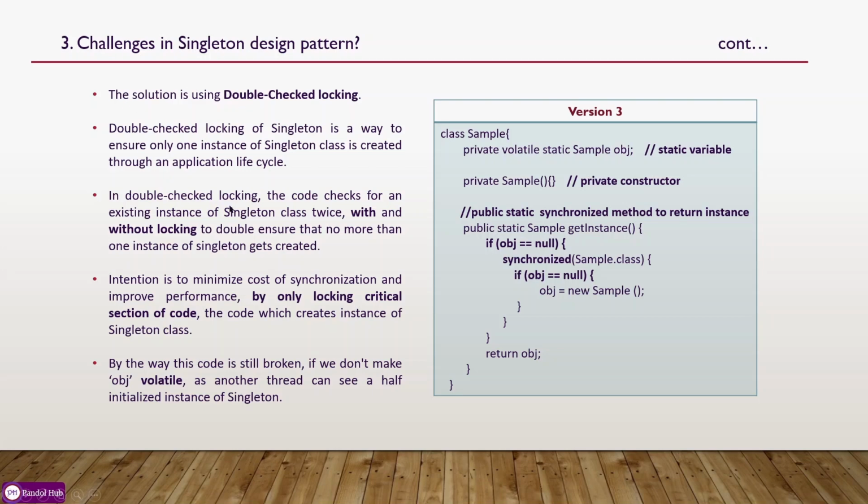So in double checked locking, the code checks for an existing instance of the singleton class twice, with and without locking, to double ensure that no more than one instance of the singleton gets created. So inside this method, instead of making the whole method synchronized, where they are checking if the object is null, first they are checking if the object is null here.